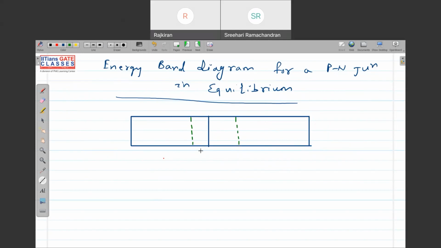This is my PN junction. Let us assume that I have a P plus N junction, meaning the P type is more heavily doped than the N type. This is the condition. Since the P type is heavily doped, the depletion width on the P side is less compared to the depletion width on the N side, right?